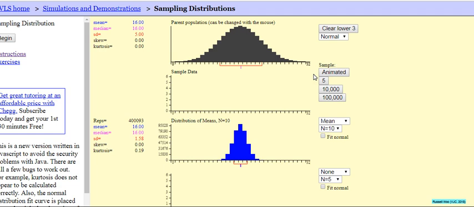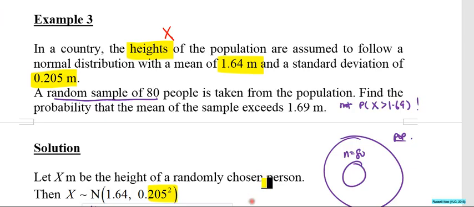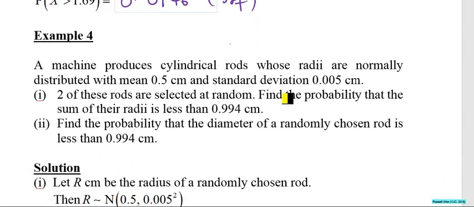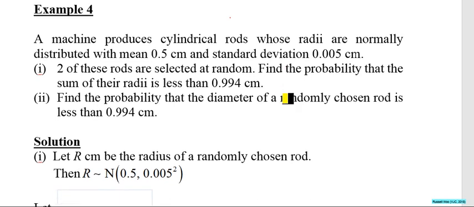For example 3, it is actually n equals 80. Of course, this website is limited and doesn't have 80. You know what I'm saying? But essentially that's the same idea. Got it? Okay, so that's that for example 3. Now let's carry on with example 4.